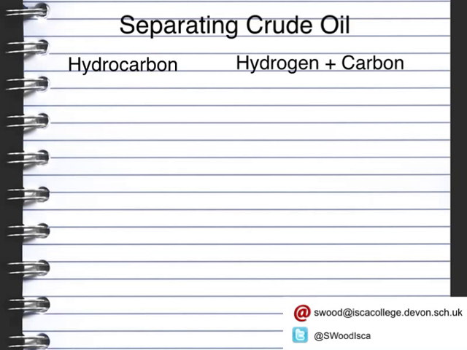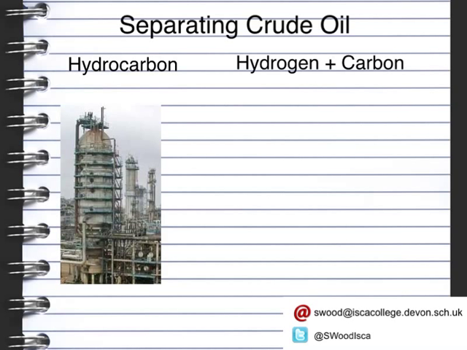Now this is what a real life fractional distillation column looks like, and you can see here we've got different levels, and at the bottom we have the crude oil that's pumped in, and then you might be able to see on the side here there definitely are pipes that take it away.